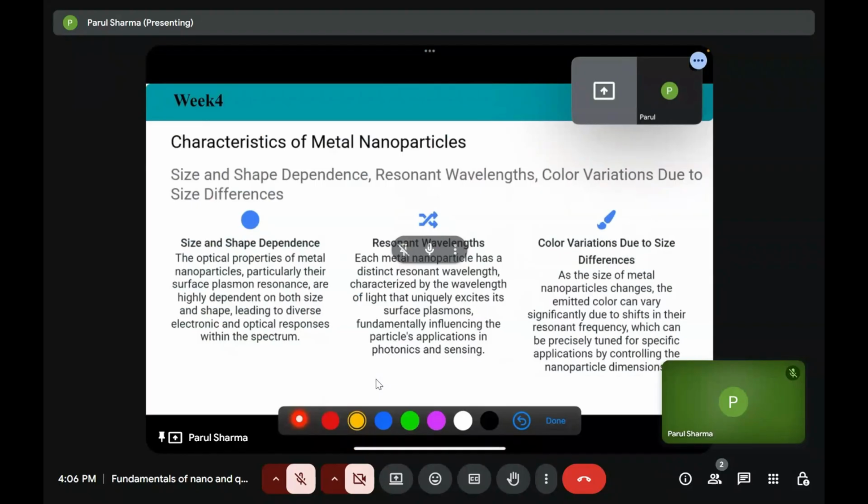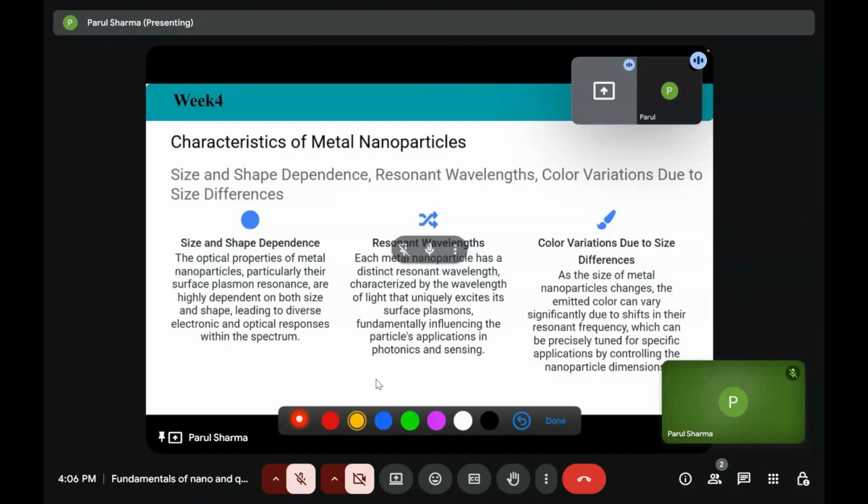So next we will study the characteristics of nanoparticles, how the resonance is getting shifted depending on the size, shape, and location. The optical properties of particles, particularly their surface plasmon resonance, are highly dependent on size and shape, leading to divergent responses within the spectrum.